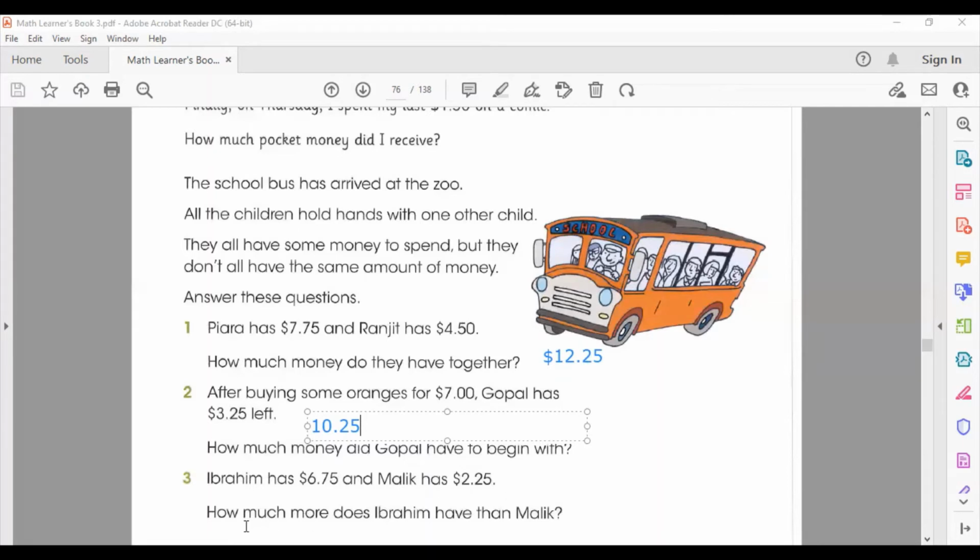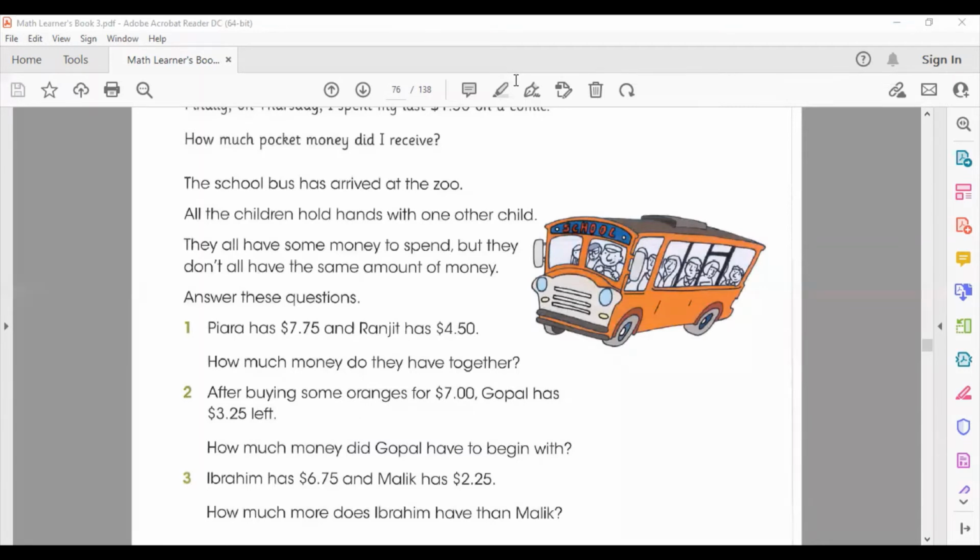Ibrahim has $6.75 and Malik has $2.25. How much more does Ibrahim have than Malik? We need to minus. So $6.75 minus $2.25. 5 minus 5, 0. 7 minus 2 equals 5. And 6 minus 2 equals 4. So $4.50.